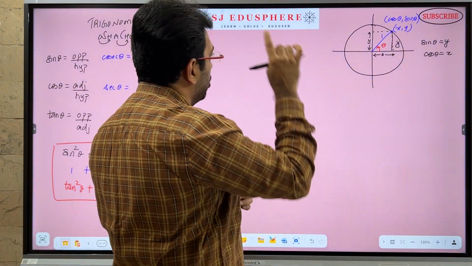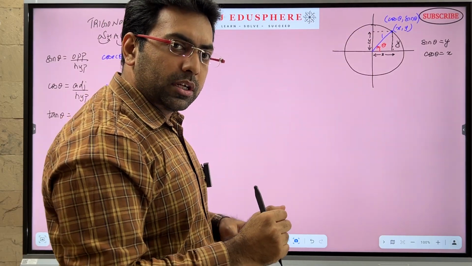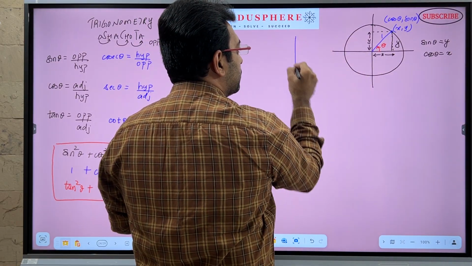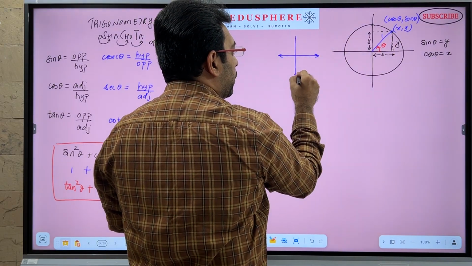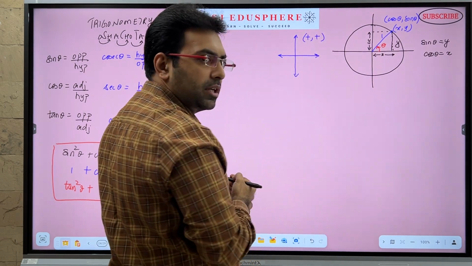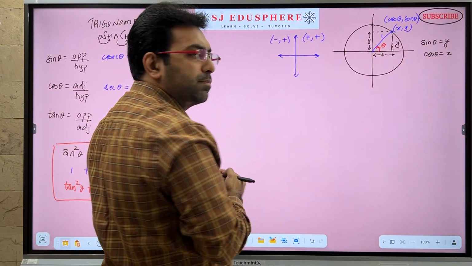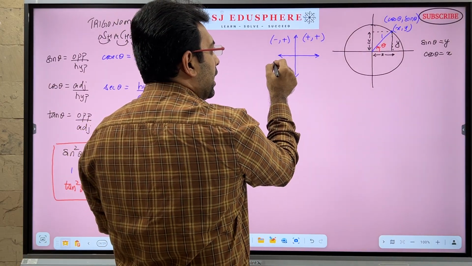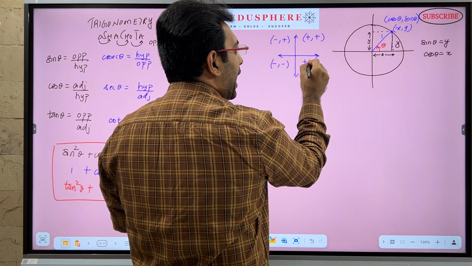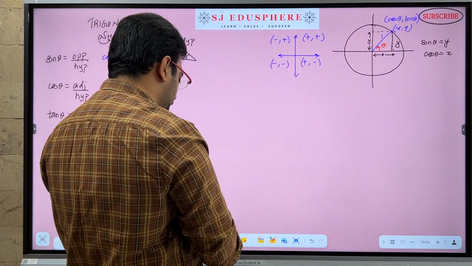Do we know that in the first quadrant x and y both are positive? Had this angle been in the second quadrant, do we know that in the first quadrant x is positive, y is positive? In the second quadrant x is negative, y is positive. In the third, x is negative, y is negative. And in the fourth, x is positive, y is negative. Pause. What have you found here?